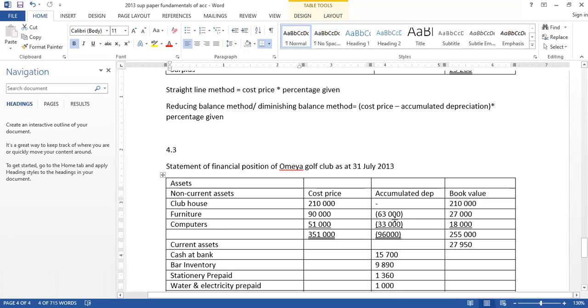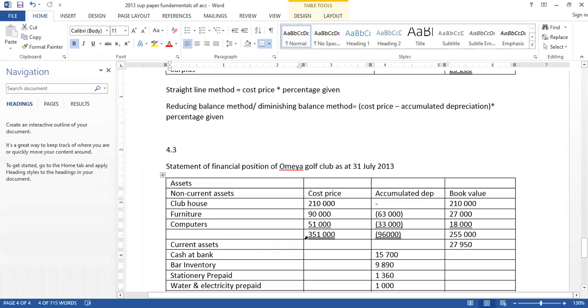And then we move on to computers. Computers also depreciate. The cost price of computers was 51,000, and the total accumulated depreciation is 33,000. Therefore, the book value became 18,000. You understand? And then from there, because these are the only accounts that depreciate, that comes to the end of our 2 columns, the cost price and the accumulated depreciation. That is the end of it. We do not need them anymore.